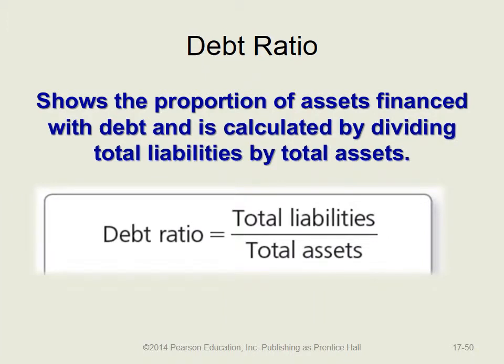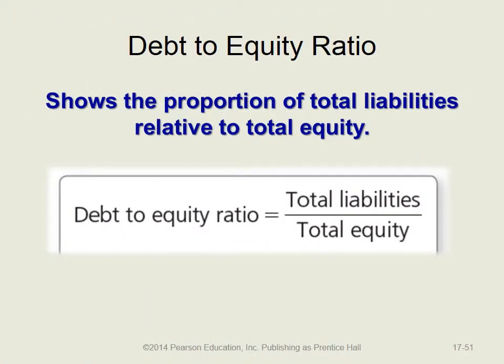The debt ratio shows the proportion of assets financed with debt and is calculated by dividing total liabilities by total assets. The debt to equity ratio shows the proportion of total liabilities relative to total equity. It is computed as total liabilities divided by total equity.